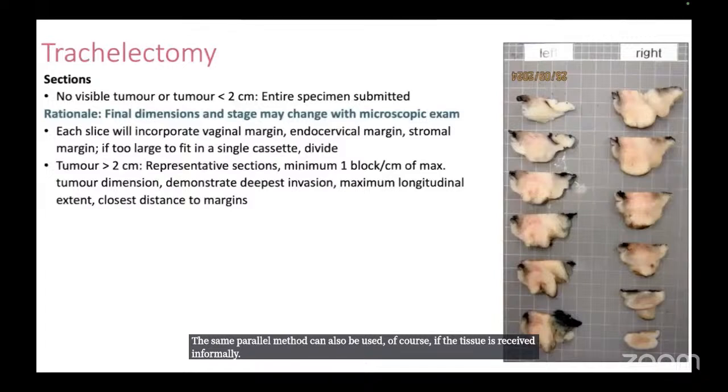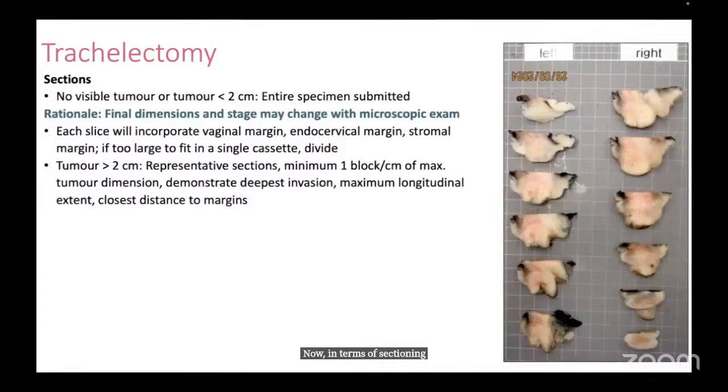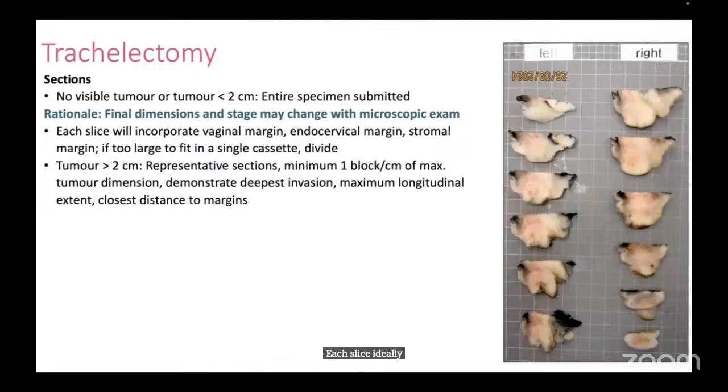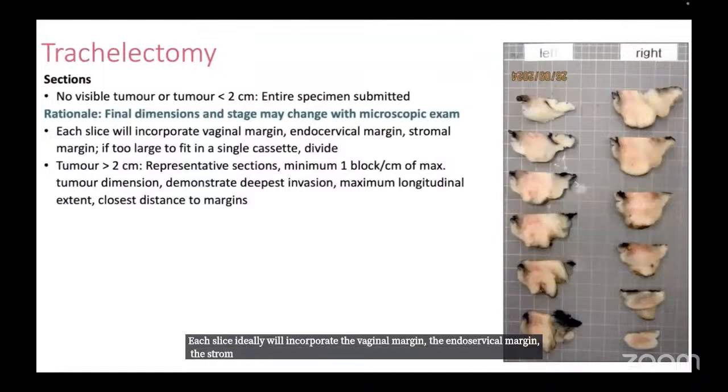Now, in terms of sectioning, if there's no visible tumour or the tumour is less than 2 centimetres in size, the entire specimen is submitted. And the rationale here is that final dimensions and stage can change after microscopic examination. Each slice ideally will incorporate the vaginal margin, the endocervical margin, the stromal margin, but if the tissue pieces are too large to fit into a single cassette, they should be judiciously divided. And that annotated in the block allocation.